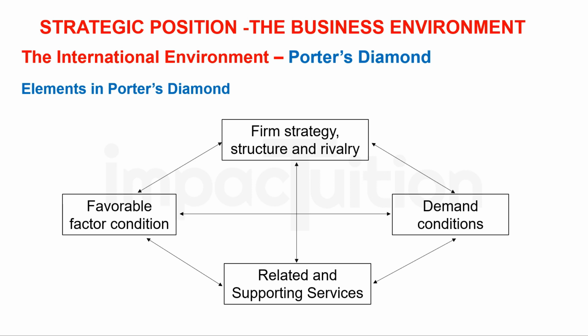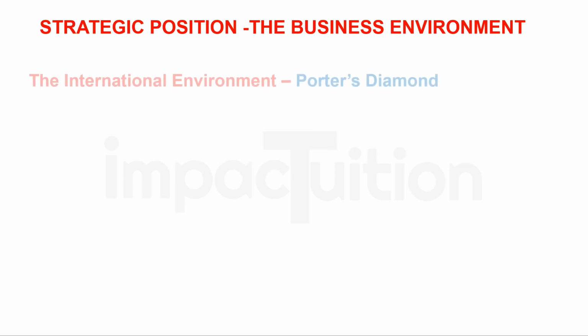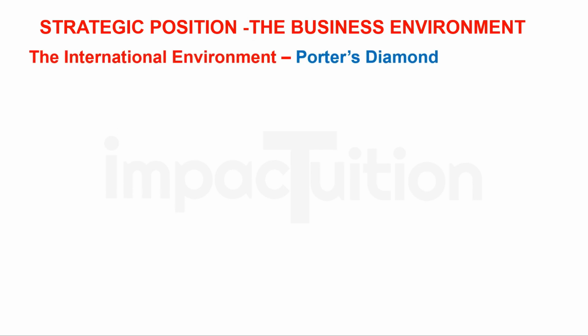According to Porter, these are the factors that will make one industry in a country perform better or have a national competitive advantage over the same industry in another country. We will take our time and discuss each of the elements in the Porter's Diamond and how the elements help one country have a national competitive advantage over another country. We begin with the first one: favorable factor conditions.